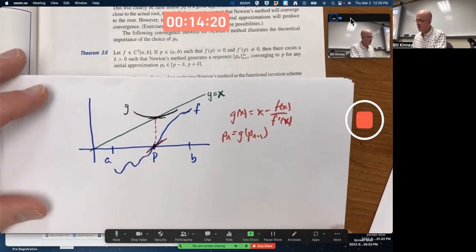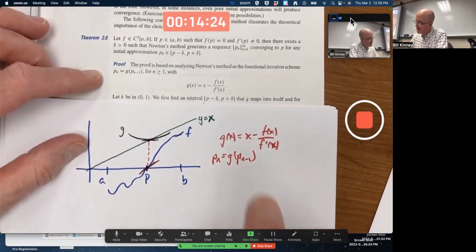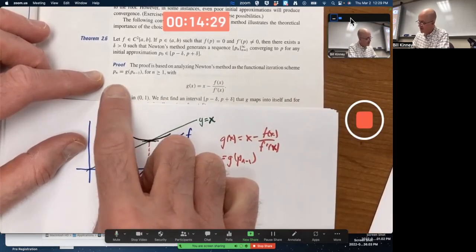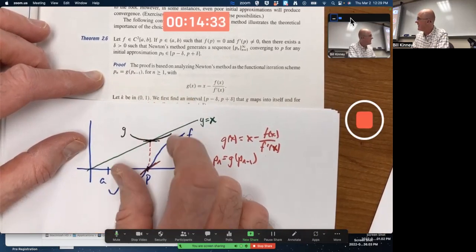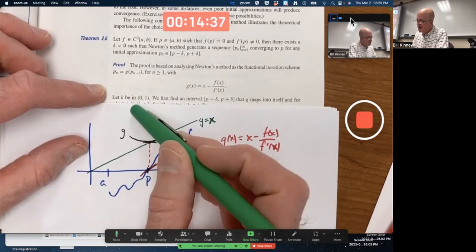All right, let's try to understand the proof. Right away, we got the function G. So the proof is based on analyzing Newton's method as a functional iteration scheme, just like I've been saying here, where Pn equals G of Pn minus 1 and G of x is this function. We've been talking about this. Let K be between 0 and 1.